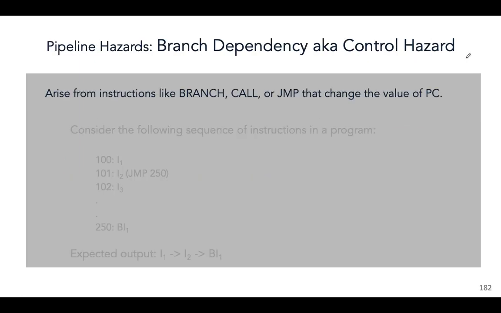All right, then let's move on to the next kind of hazard. Previously we discussed data dependency conflicts. Now let's move on to the third kind of hazard, branch dependency, also known as control hazard. From the name you can see it happens when there are instructions like branch or call or jump. Any instruction that drastically changes the value of the PC can cause a branch dependency or a control hazard.